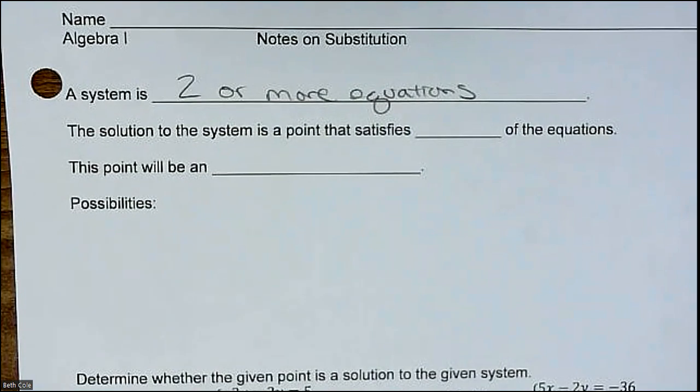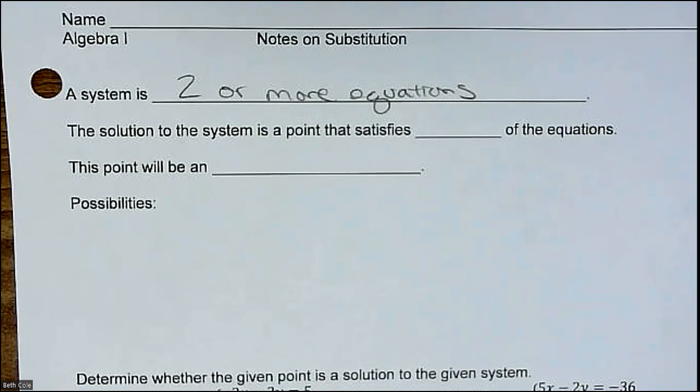Do you know how they've been really pushing us on vocabulary? So you know those matching things I've been having to make you do? One of them is going to be system, and it's going to match with two or more equations. Do you see what I'm saying? That's how that's going to go.